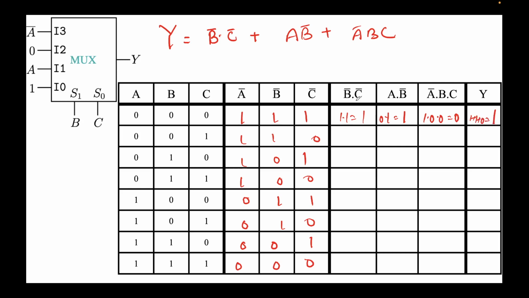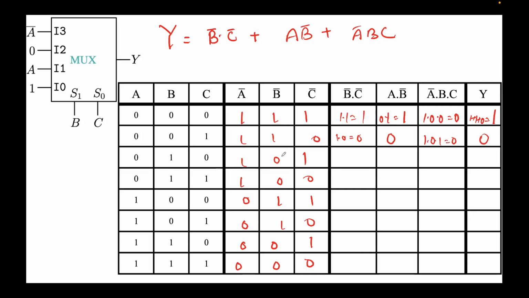Right? Let's do the next row. B bar dot C bar: 1 times 0 turns out to be 0. A times B bar: A is 0, so this will turn out to be 0. A bar BC: this will also turn out to be 0, because A bar is 1 but B is 0 and C is 1. So 0 plus 0 plus 0 will turn out to be 0.